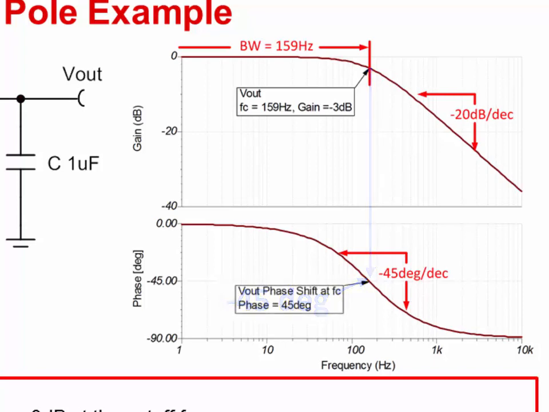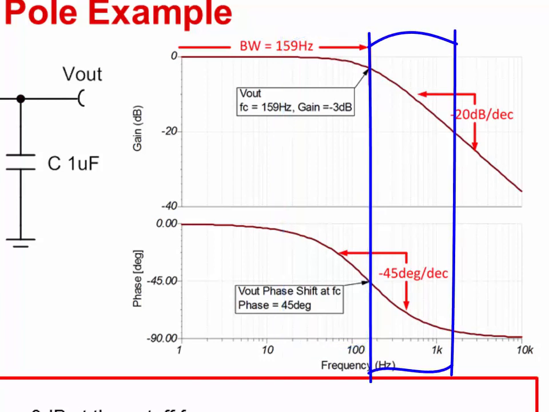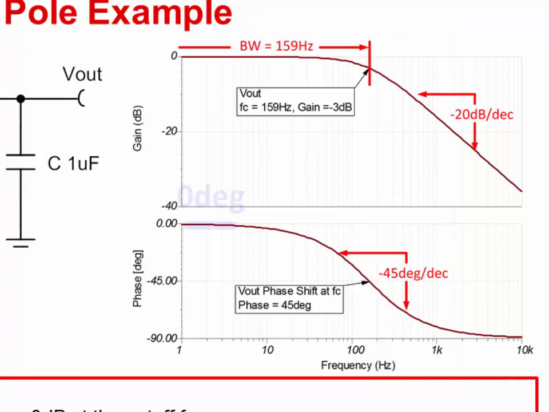Furthermore, the phase shift begins about 1 decade before the pole and ends about 1 decade after the pole. Furthermore, the phase shift at very low frequency is near 0 degrees, and at high frequencies, the shift is nearly 90 degrees. Finally, notice that the gain decreases at a rate of minus 20 dB per decade for frequencies above the pole frequency. This circuit is a common building block and is called a low-pass filter.